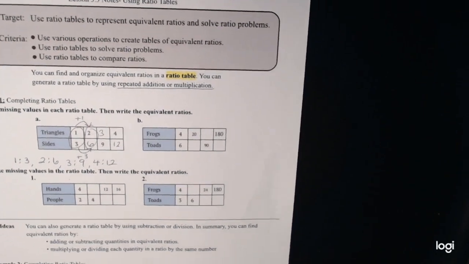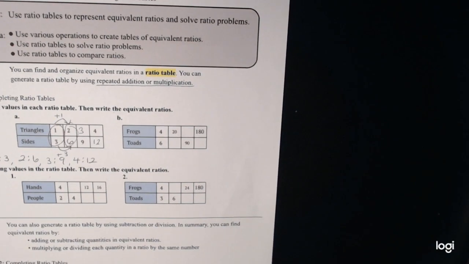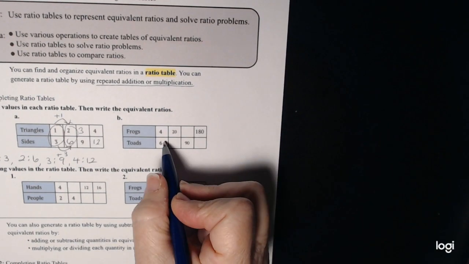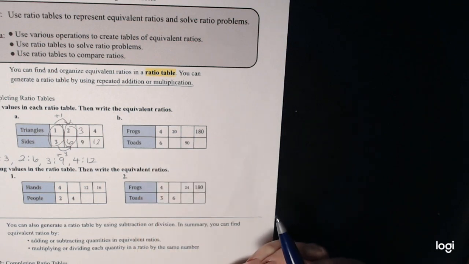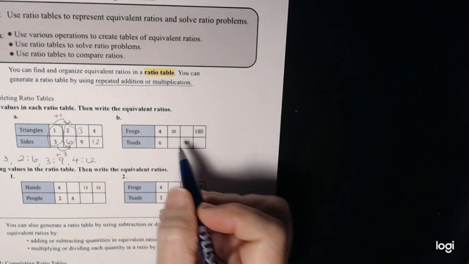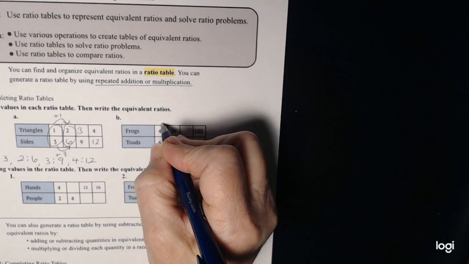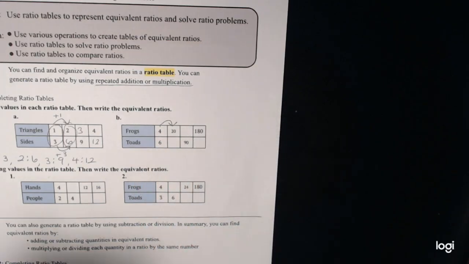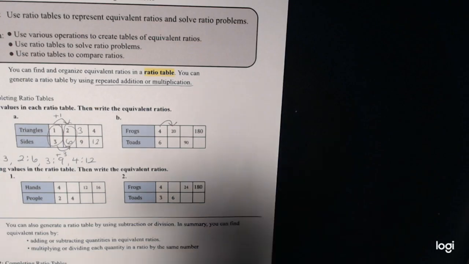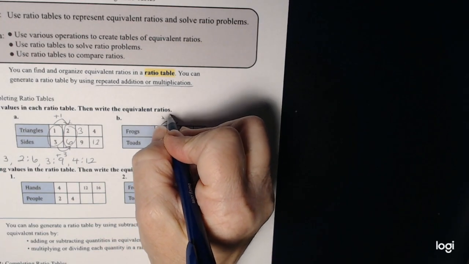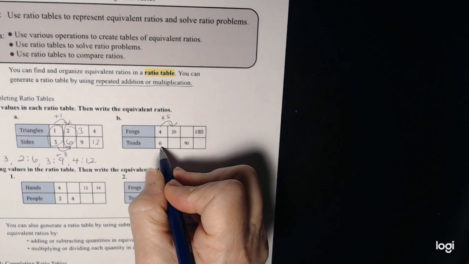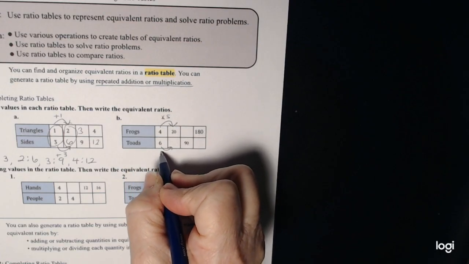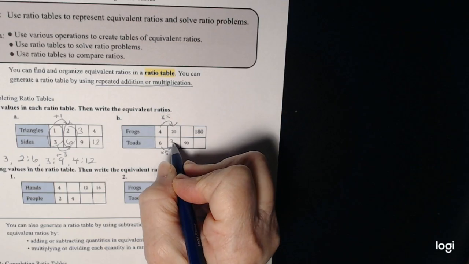All right, let's look at here. We have frogs and toads. So we have 4 frogs and 6 toads. If we look, how did we go from 4 to 20? You are correct. We multiplied by 5. So whatever we did up here, we did down here. So 6 times 5 is 30.